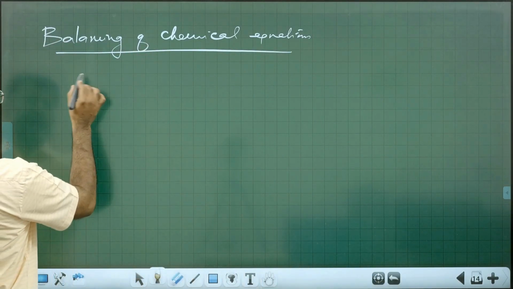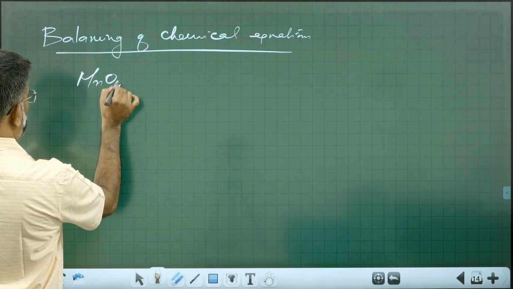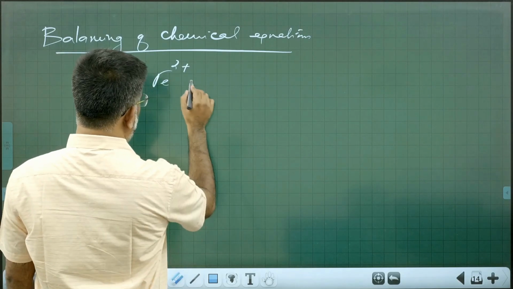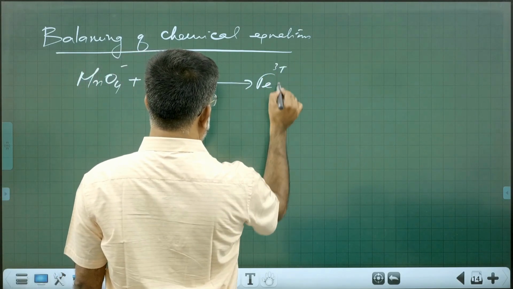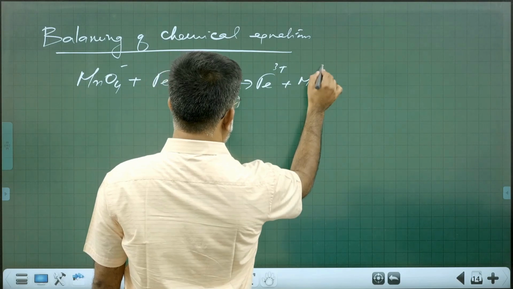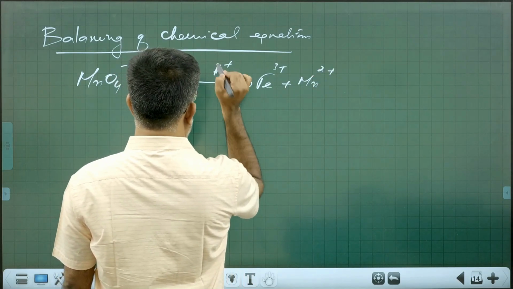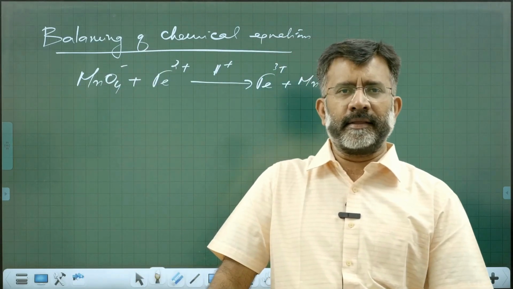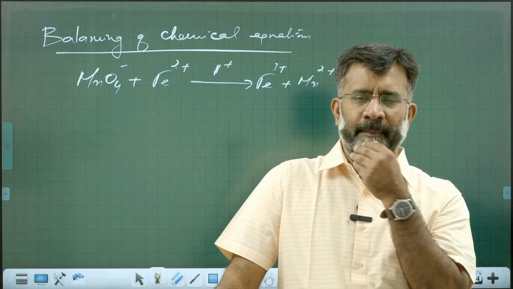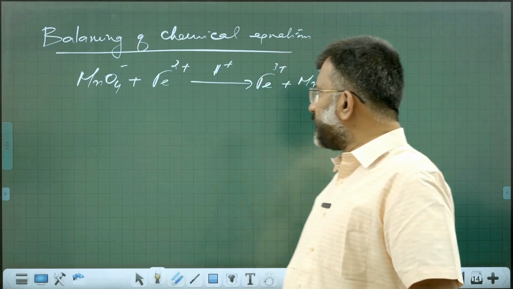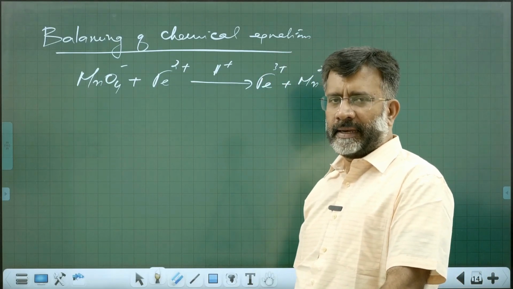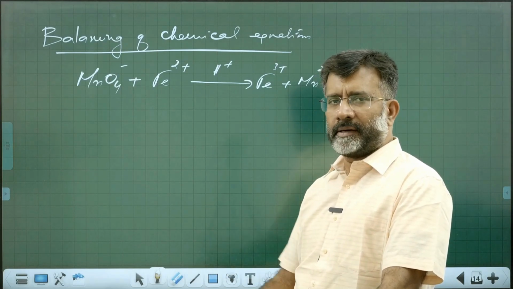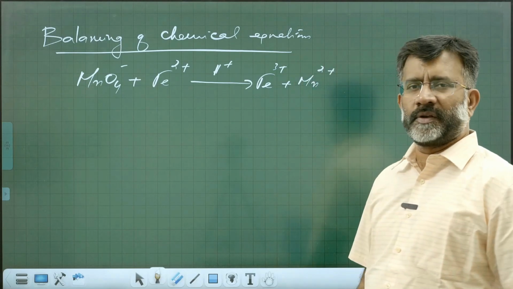Suppose a skeleton is given to you: MnO4 minus, permanganate, oxidizes Fe2 plus to Fe3 plus, and itself it is converted to Mn2 plus in acid medium. This is a skeleton given to you. How do you balance it? Permanganate oxidizes ferrous to ferric in acid medium, and itself it is reduced to Mn2 plus. Balance the reaction. Let's see what are the steps involved in balancing.